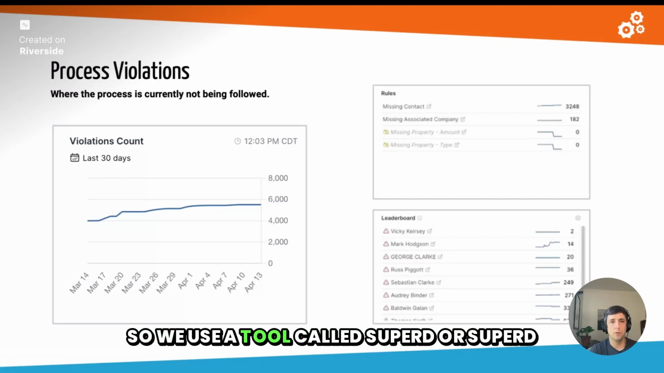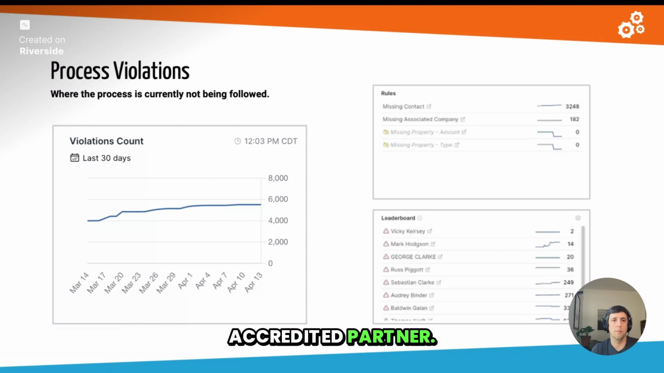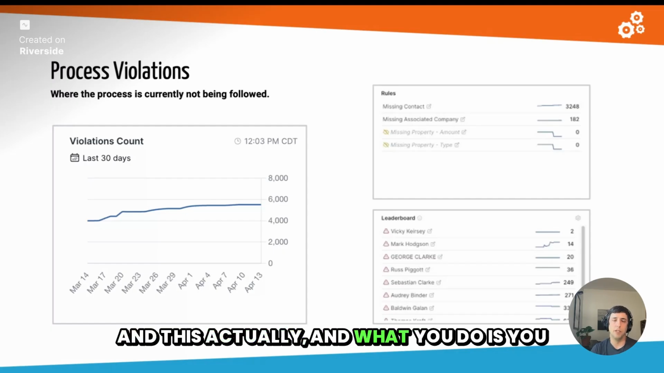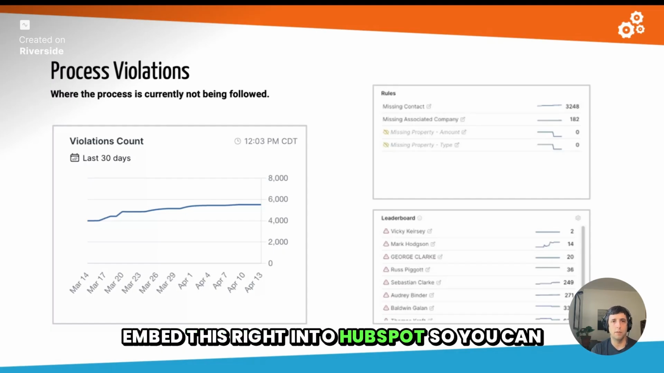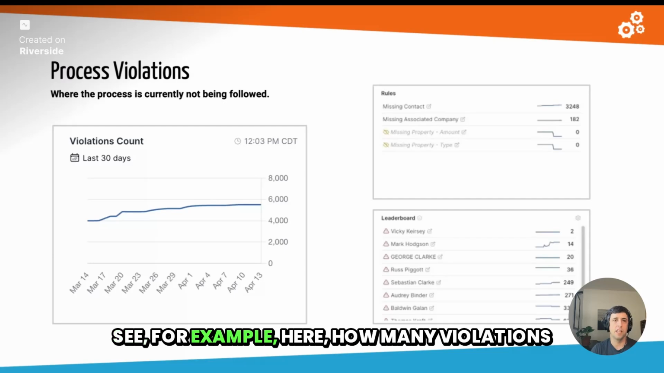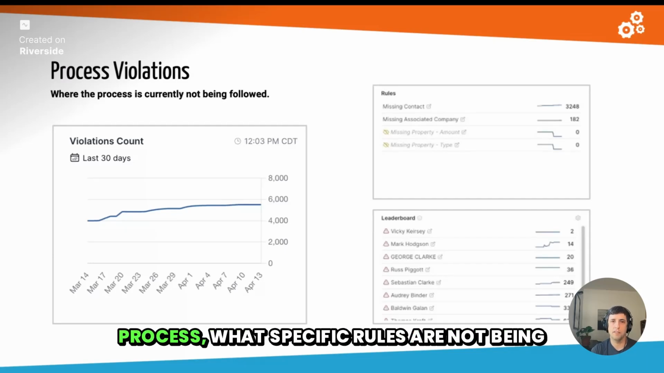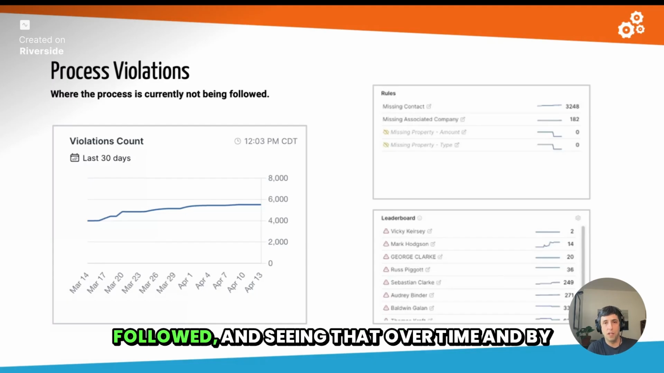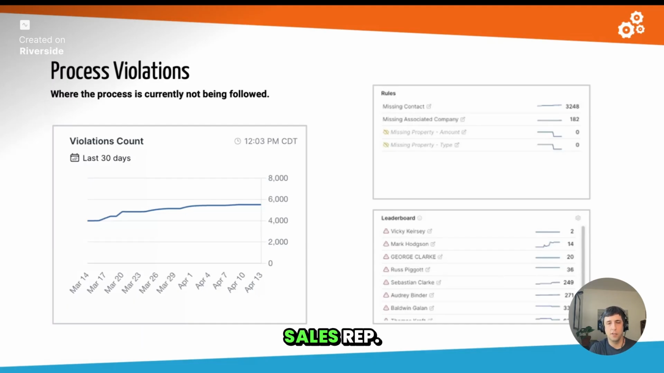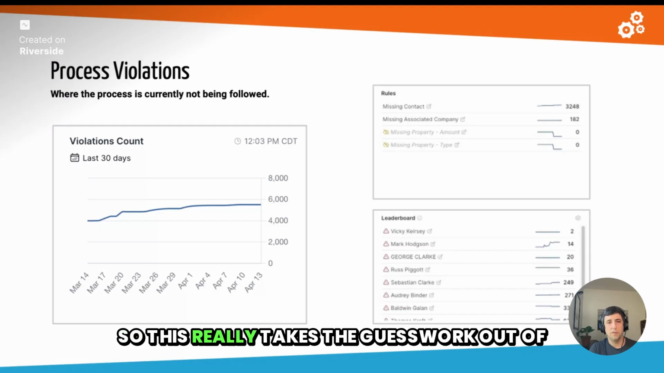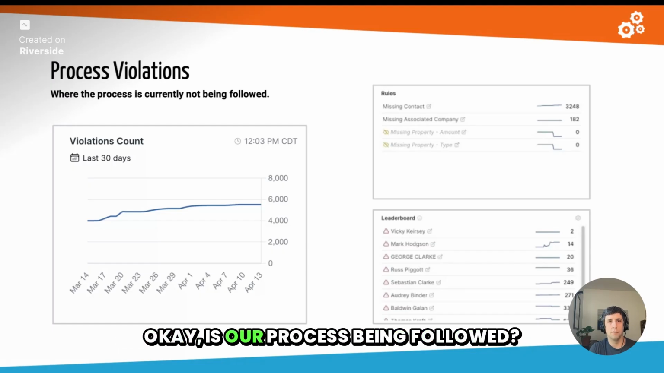So we use a tool called Supered. We're a Supered accredited partner. And what you do is you embed this right into HubSpot so that you can see, for example, here, how many violations are occurring over time against that process, what specific rules are not being followed, and seeing that over time and by sales rep. So this really takes the guesswork out of, okay, is our process being followed?